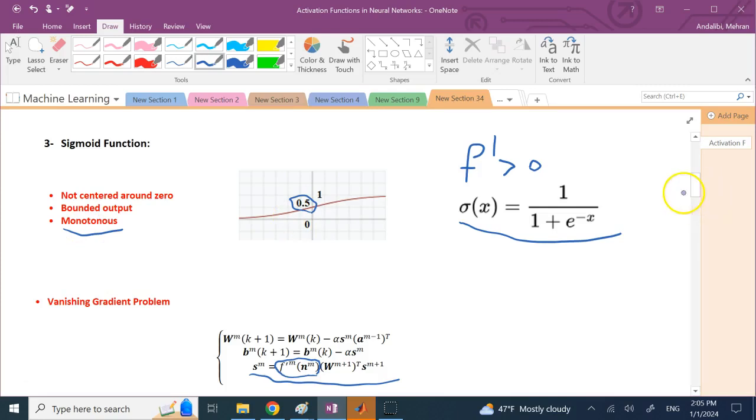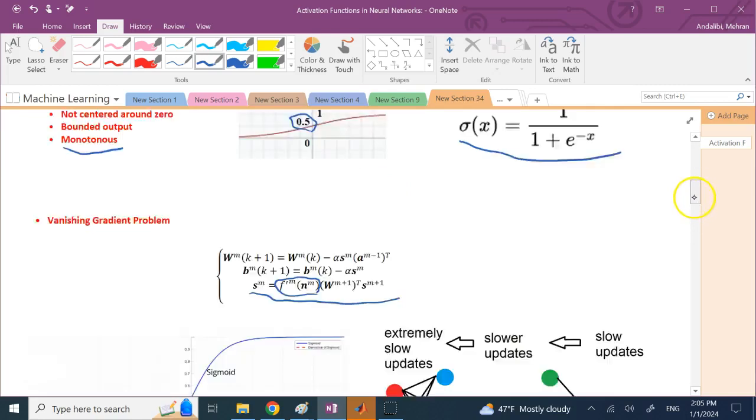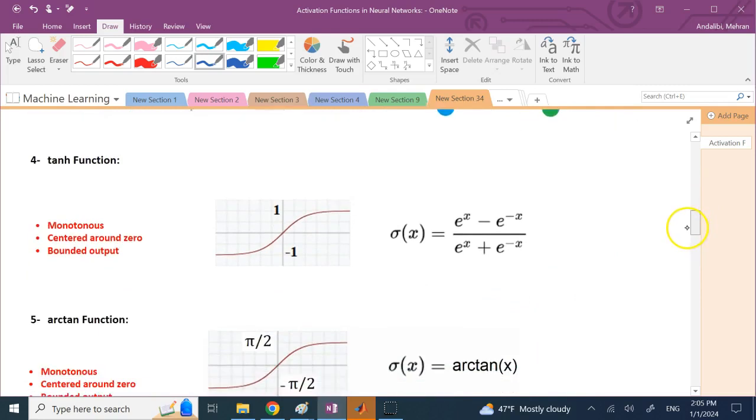Now, this is not centered around 0. Sometimes it's a problem, sometimes not, depending on what we want the output to be. So it's very good, as I said, for binary classification. If the output class is a 0 or a 1, you're good. Sometimes we want the output to be centered around 0. And so that's where there are other functions.